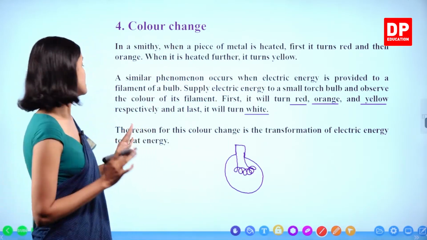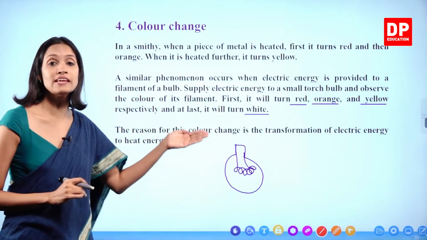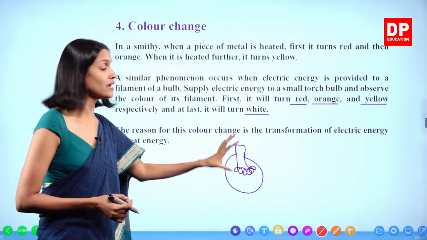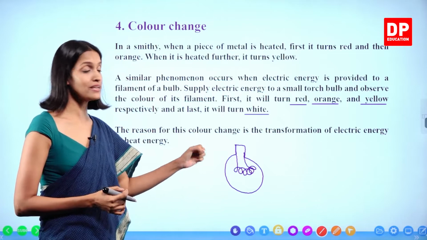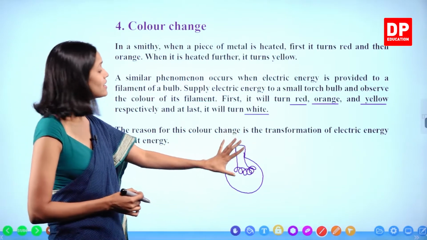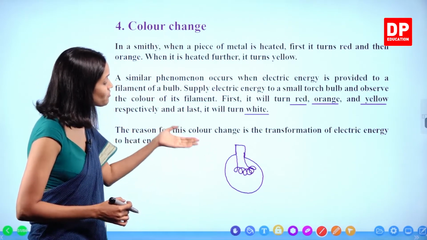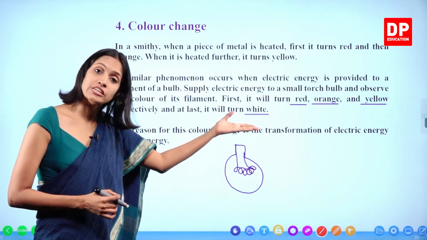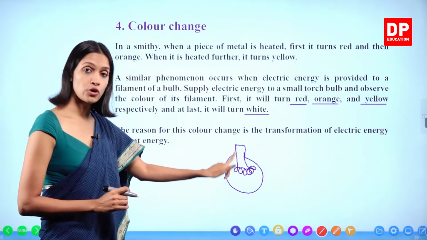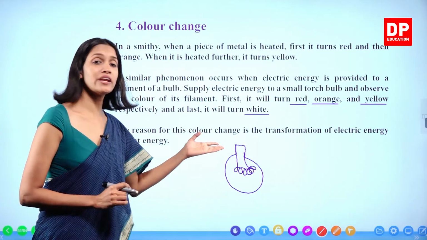Right? What is the reason? The reason for this color change is the transformation of electric energy to heat energy. Right? So when we start to send electric current through this bulb, if we send a low current, what will happen? The filament will get heated up less. Right? In that case, the filament will be red in color. If we increase the amount of current that passes through this bulb gradually, what will happen, children? The filament color changes from red to orange to yellow to finally white. Okay, children?